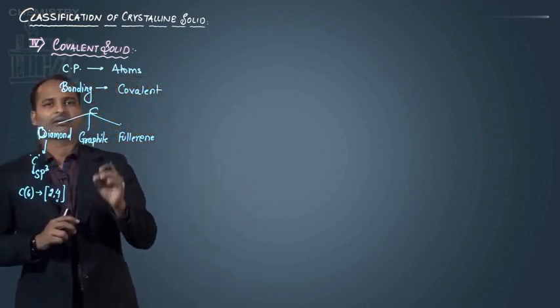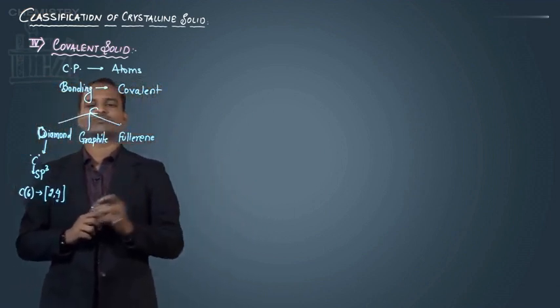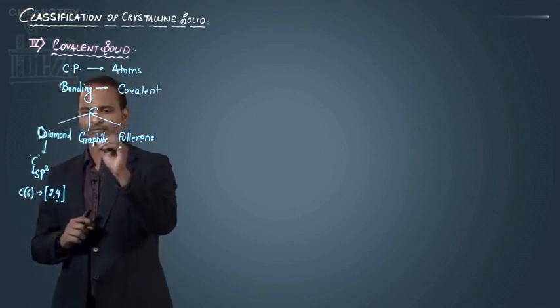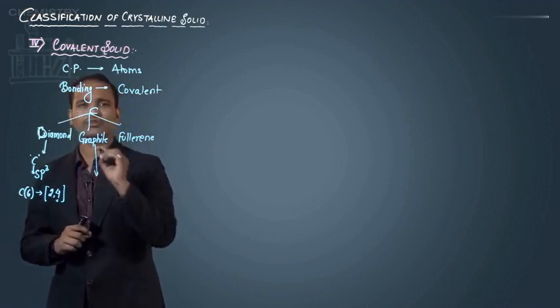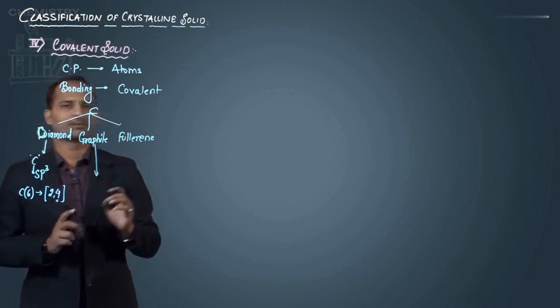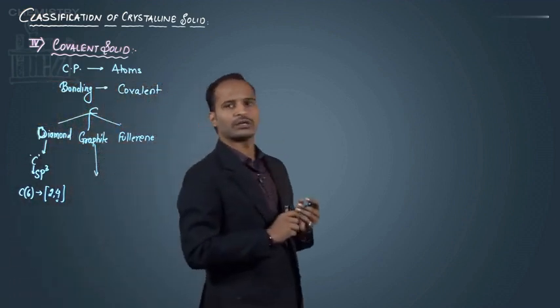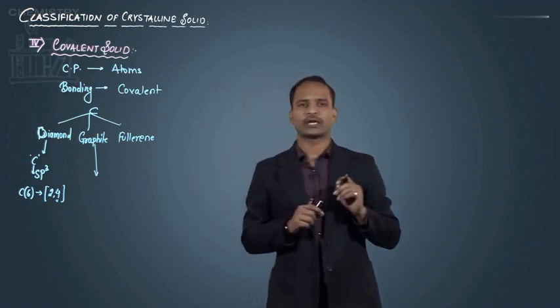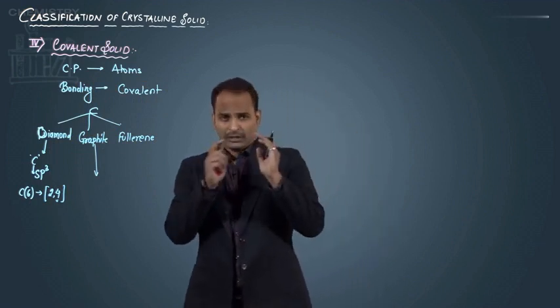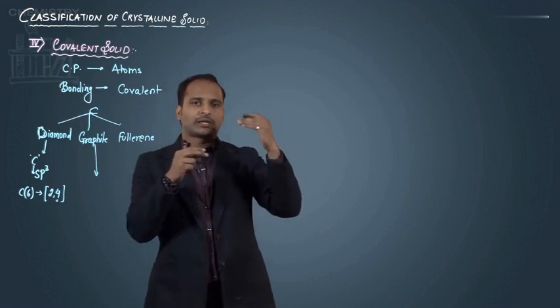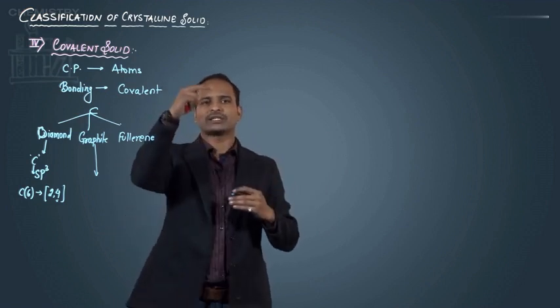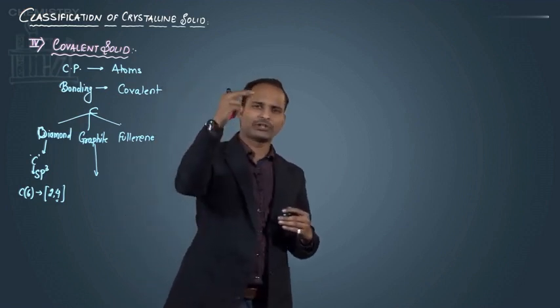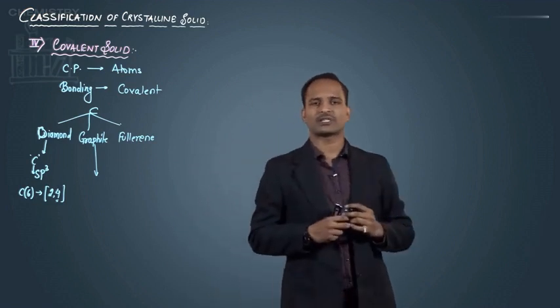The second polymorphic form of carbon is graphite. In the case of graphite, carbon atoms combine together and form a hexagonal ring, and those hexagonal rings combine together and form a layer. There are many layers, and between those layers a certain force of attraction is present.